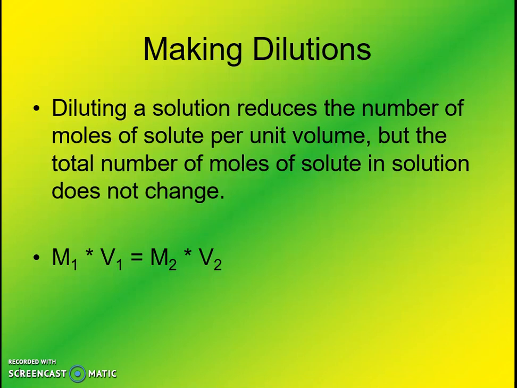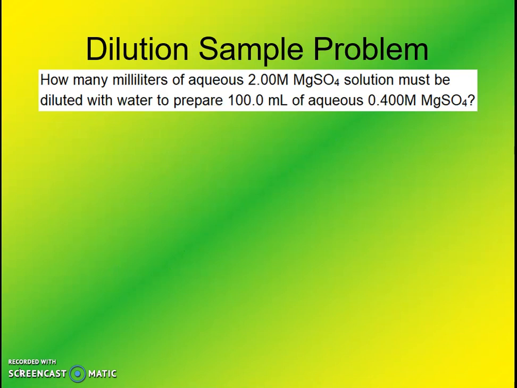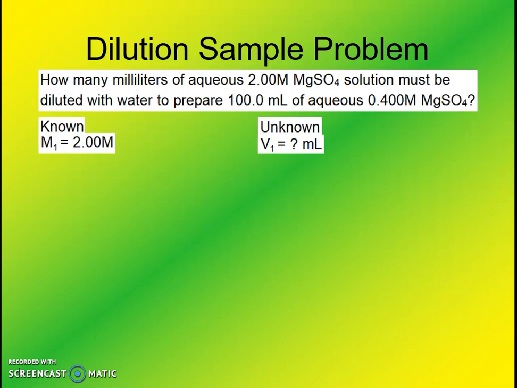Let's take a look at one of these problems. We have a 2 molar magnesium sulfate solution, and I want to dilute it down to a 0.4 molar solution, and I want 100 milliliters of it. How many milliliters of my original stock solution do I need? Let's figure out what we know and what we don't know. We don't know how many milliliters of that solution we need, but we do know it's 2 molar to start. When we're done, we want a 0.4 molar solution and 100 milliliters of it.